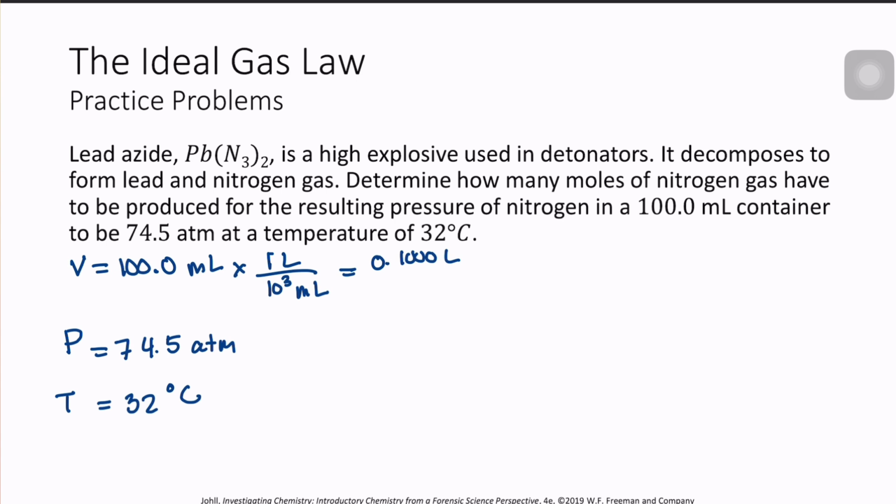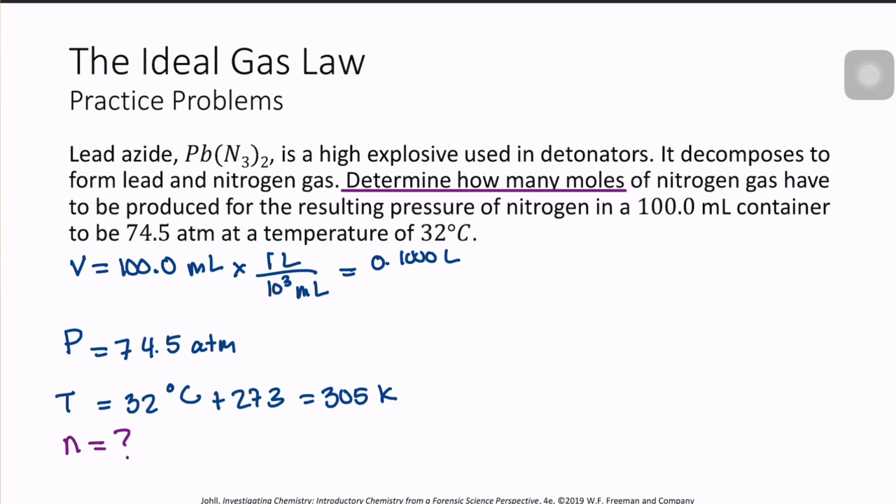When you're using the gas constant, you have to have Kelvin. So I need to convert this to Kelvin. So I can take 32 and add it to 273, which gives me 305 Kelvin. And in this problem, I need to look for the question or bossy statement. So it is right here. Determine how many moles of nitrogen gas have to be produced. So that tells me my n is what we're trying to solve for.